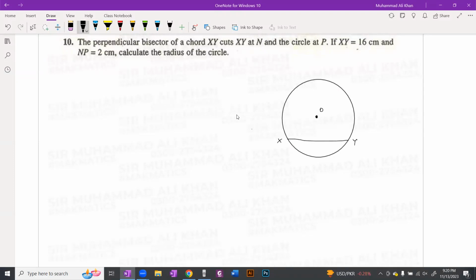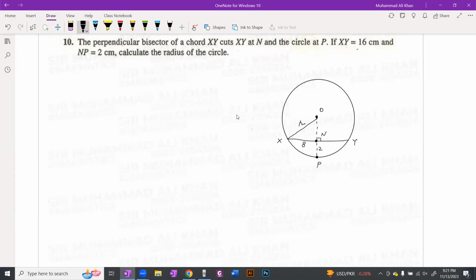Whichever perpendicular bisector it is, it will pass through the center of the circle, and start from the center of the circle, because the line that comes from the center towards the chord will make a perpendicular bisector, meaning of 90 degrees. The perpendicular bisector of a chord xy cuts xy at n. This point is n and the circle at p. If xy is 16, then the half is 8 and np is 2. Calculate the radius of the circle.